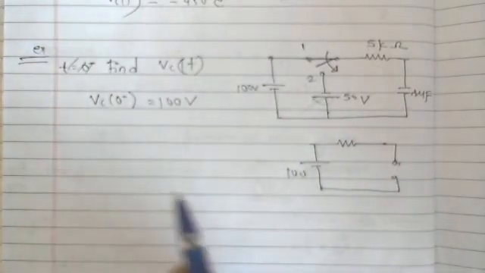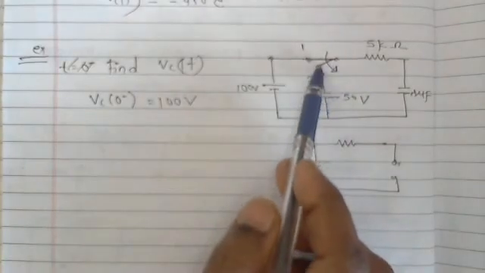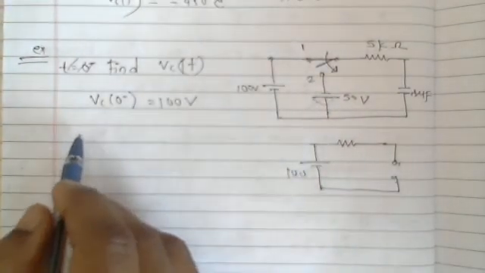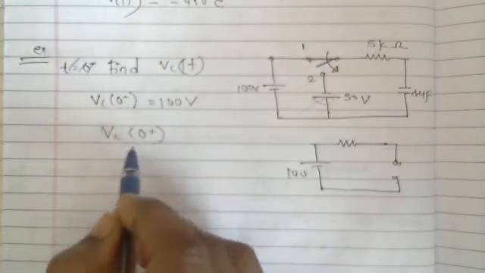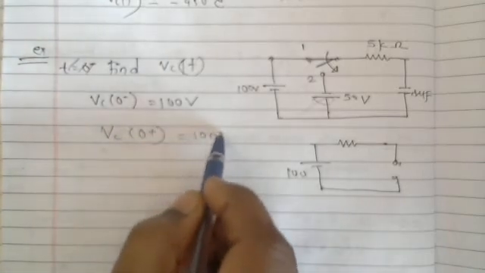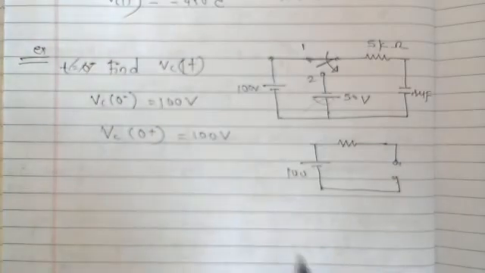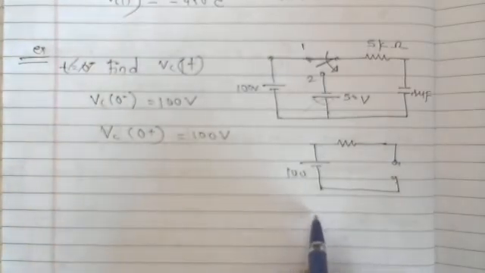Now at 0 plus, this switch will move here. You know the voltage across a capacitor cannot change instantaneously. So I can write Vc at 0 plus is again 100 volt only. Okay, now the next circuit is, this is an important point.